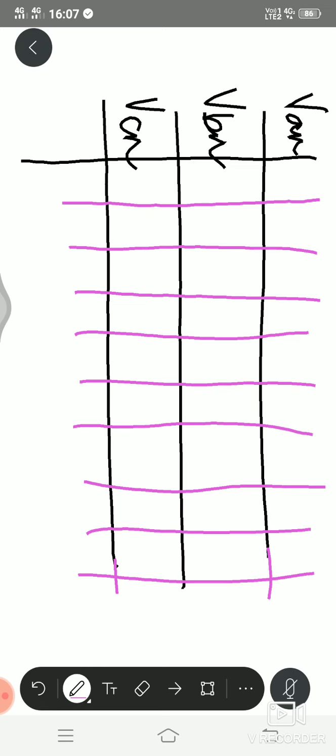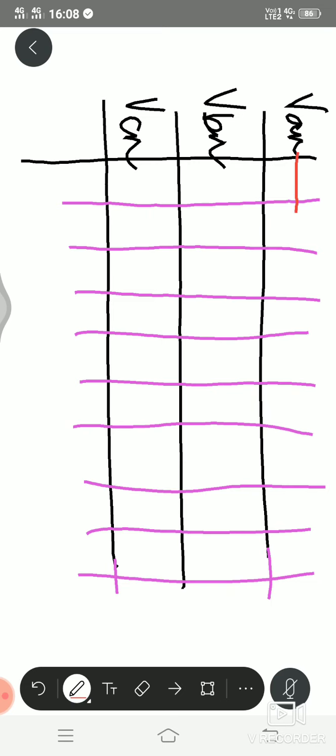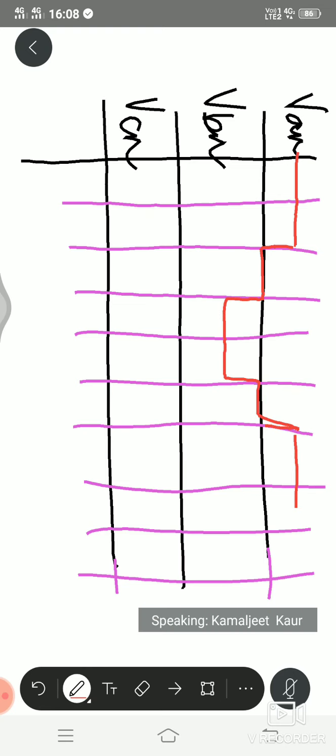Okay, VAN. For the first stage, what was the value of VAN? Equation number 1 gives us Vs by 2. And second stage, equation number 3. Both are Vs by 2. Okay, and then it is following a pattern like this. This pattern you can remember on your own and you can draw. No need to find out for all the stages.